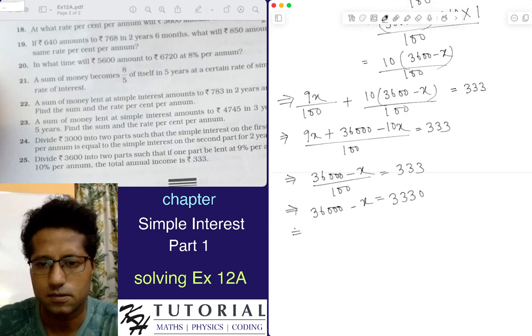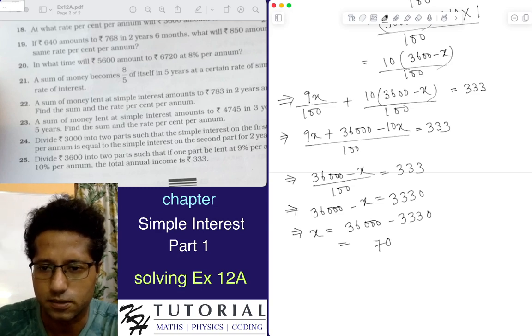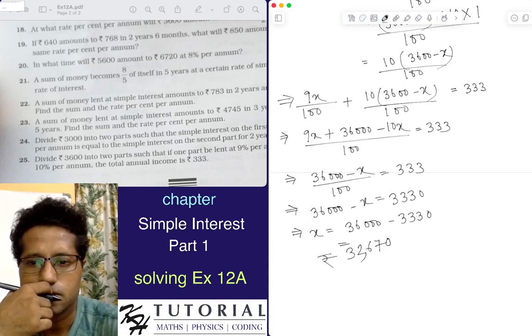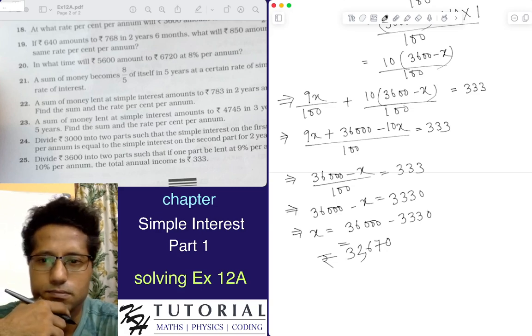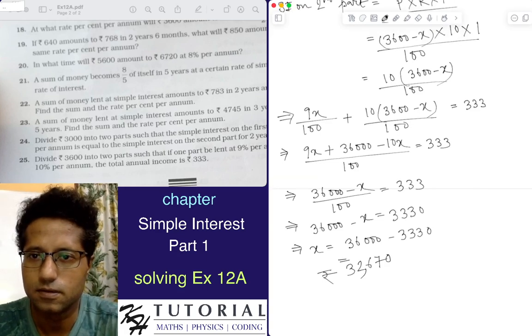This implies x equals 36000 minus 3330. This is 0, 7, 10, 4, 6, 2, 3. So x is, how come, no. The total amount is 3600. So I am making some mistake. Let me check.